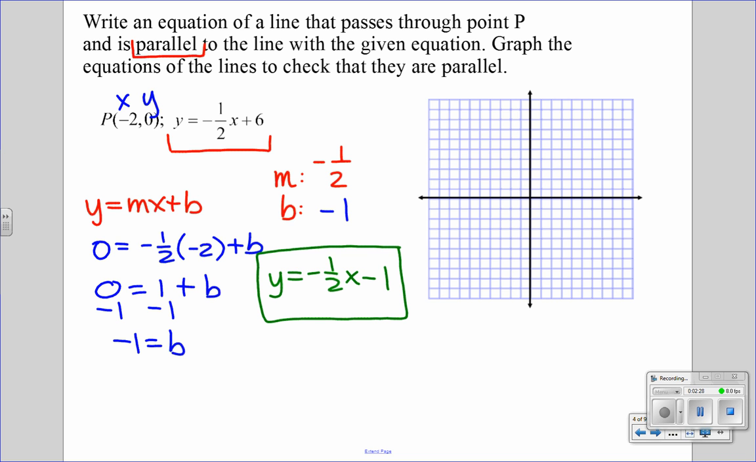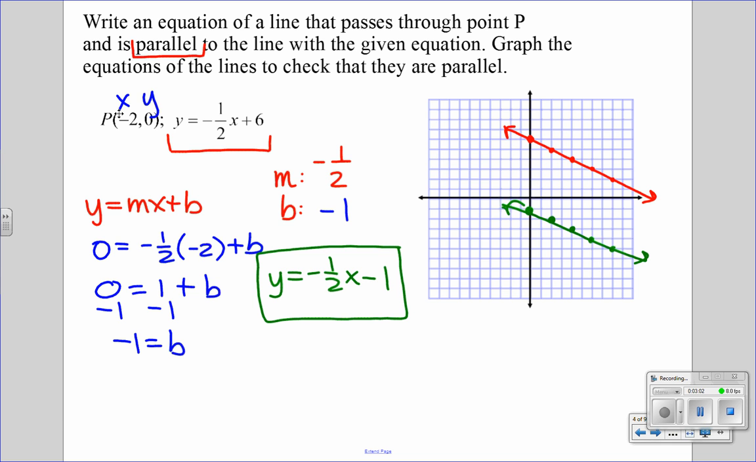Now let's graph this. Our y-intercept for this one is -1, so we graph that, and then we graph the slope, down 1 over 2. I'm going to do that a couple times to get a feel for that line, okay? And then we're going to graph the original equation that they gave us. The y-intercept is at 6, and the slope is down 1 over 2. So if we take a look at this, these are definitely parallel lines.